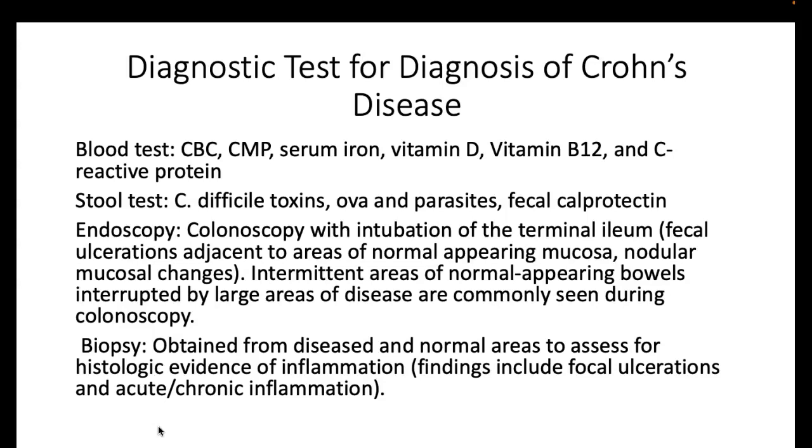When they do the colonoscopy to the terminal ileum, they're checking for focal ulcerations adjacent to areas of normal appearing mucosa, and nodular mucosal changes as well. Intermittent areas of normal appearing bowel interrupted by a large area of disease are commonly seen in colonoscopies for patients with Crohn's disease. Biopsies are obtained from the diseased and normal areas for histologic evidence of inflammation. Findings include focal ulcerations, and acute and chronic inflammation.